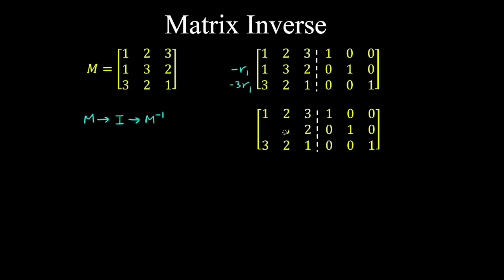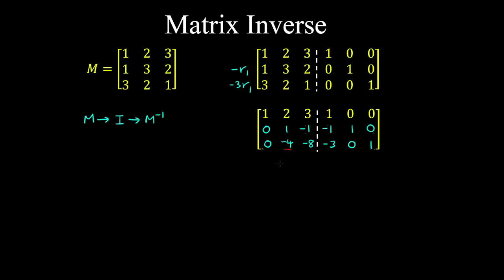So let's start with row 2. So 1 minus 1 is 0, 3 minus 2 is 1, 2 minus 3 is negative 1, and 0 minus 1 is minus 1, 1 minus 0 is 1, and 0 minus 0 is 0. And now row 3, 3 minus 3 is 0, 2 minus 6 is minus 4, 1 minus 9 is minus 8, and 0 minus 3 is negative 3, 0 minus 0 is 0, and 1 minus 0 is 1.